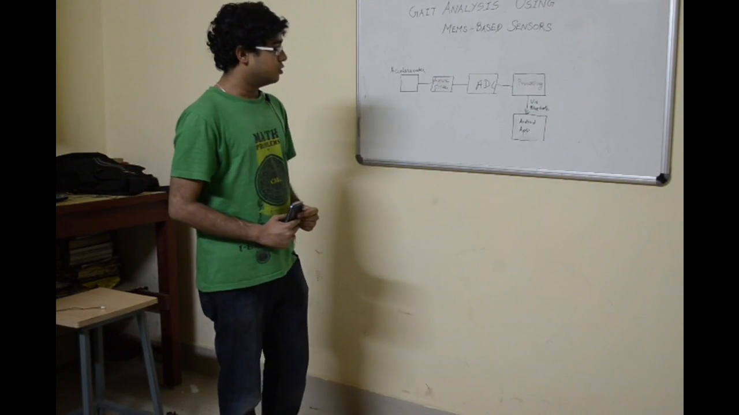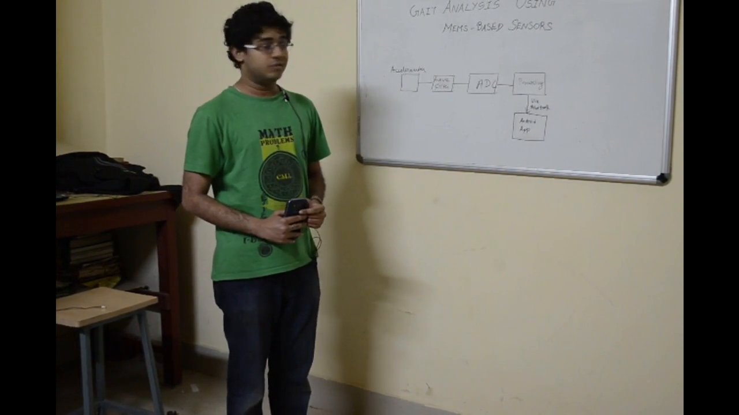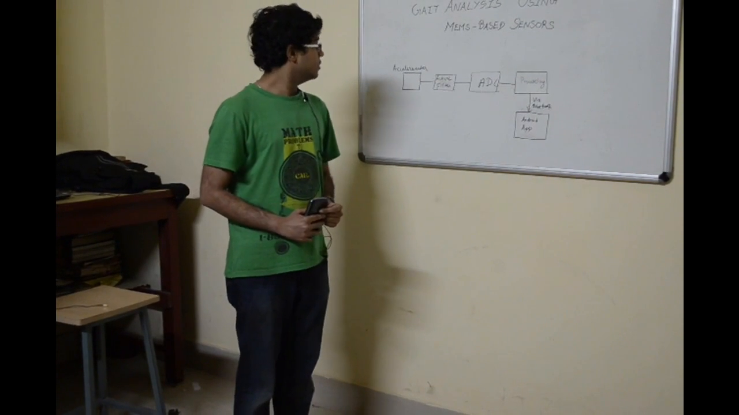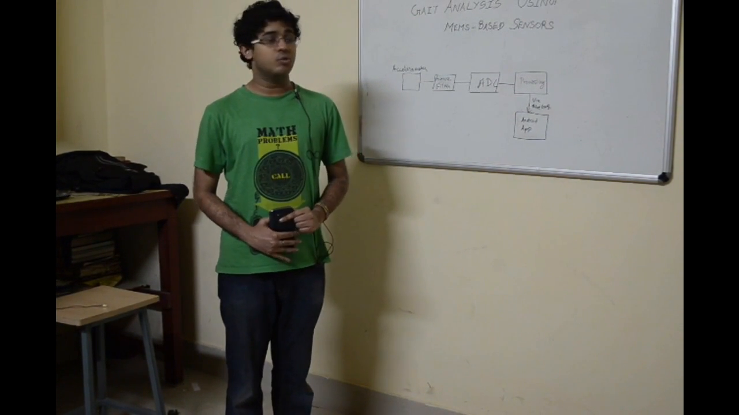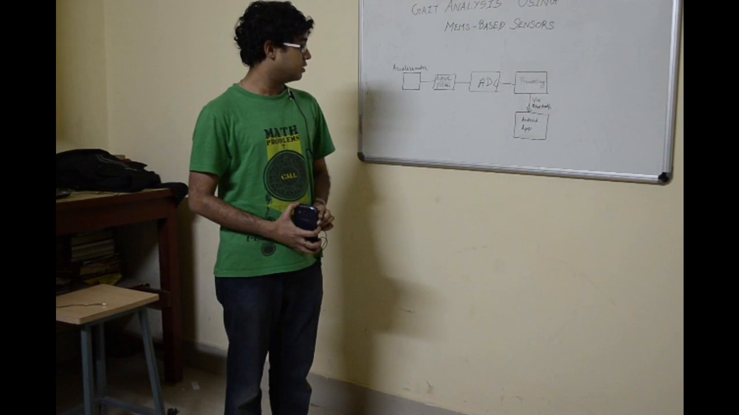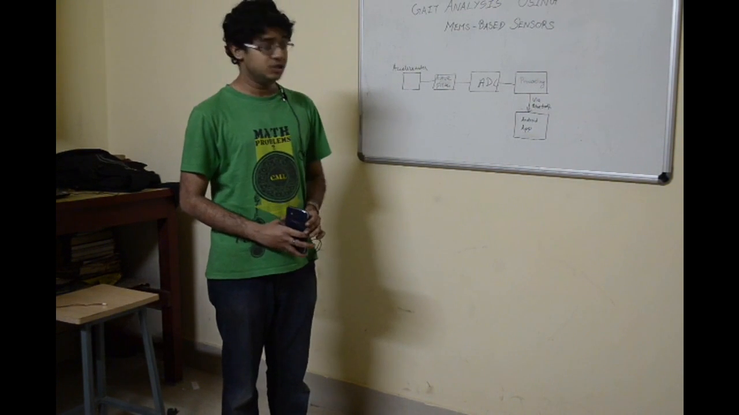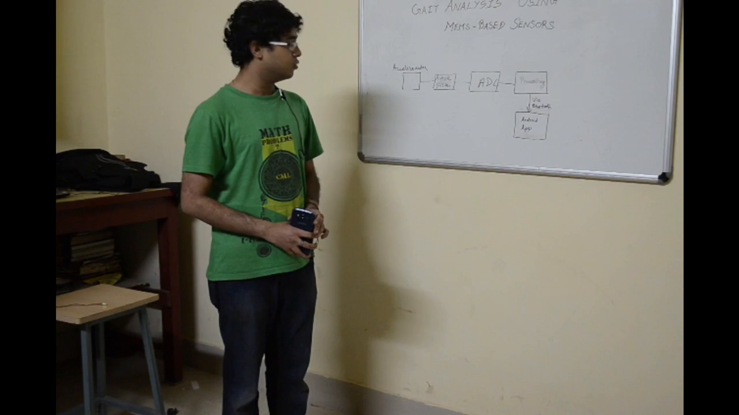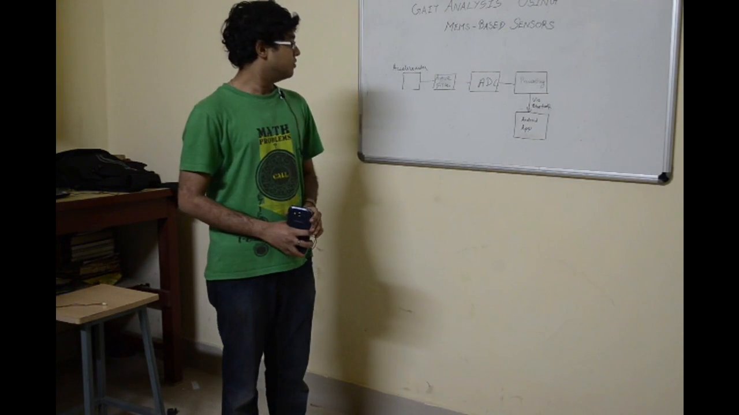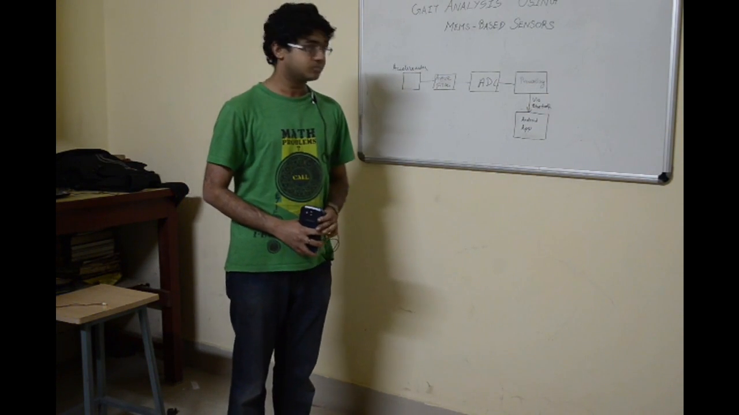Before sending it to the controller boards, we have two blocks. The first one is the active filter. The purpose of the active filter is to act as a low-pass filter in order to reduce noise, and also to amplify the voltage data coming in from the accelerometer so that we can increase the resolution of our system.